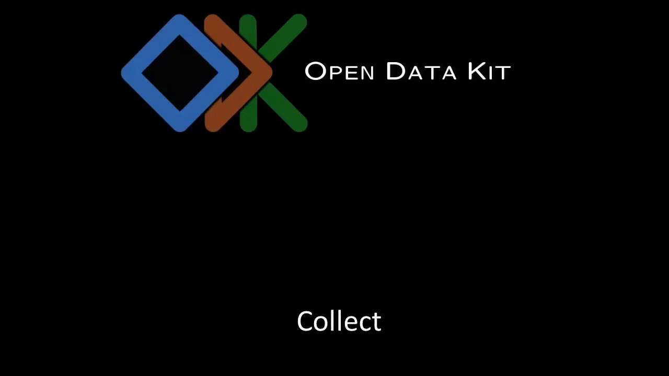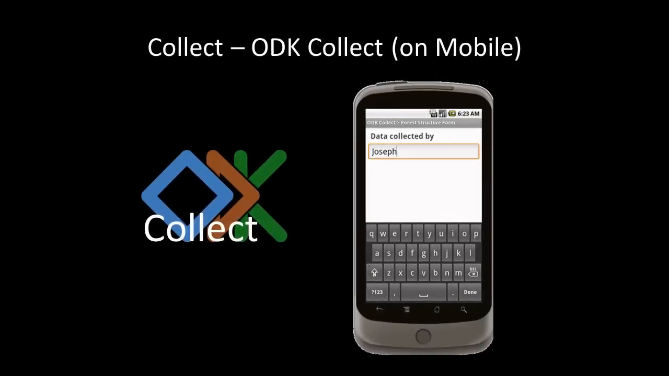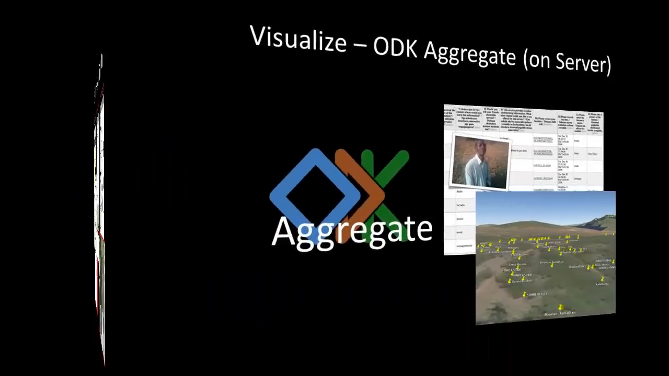Open Data Kit is a set of tools to help you collect, aggregate, and author forms for collecting your data. ODK Collect is an Android app for filling in forms. Forms can contain multimedia, including images, audio, and video. In addition, the collected data can include locations, barcodes, and sketch annotations.